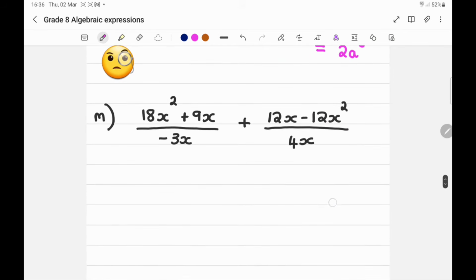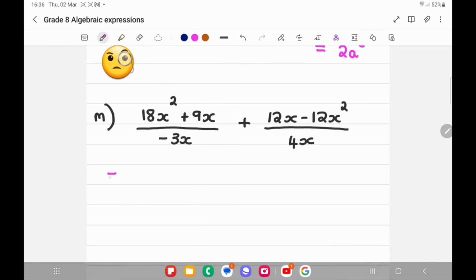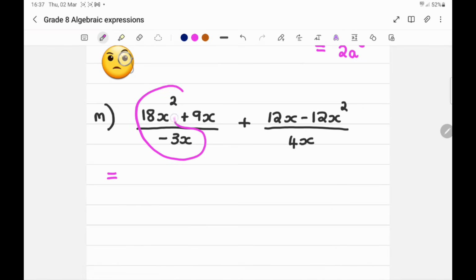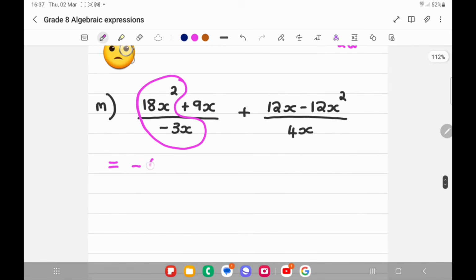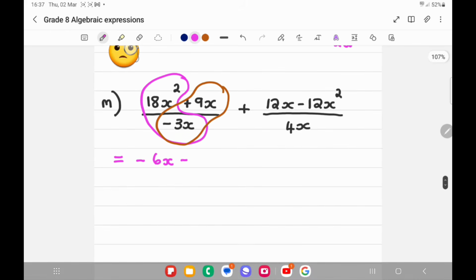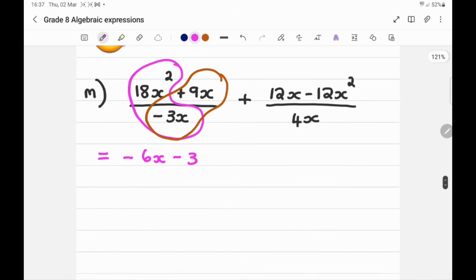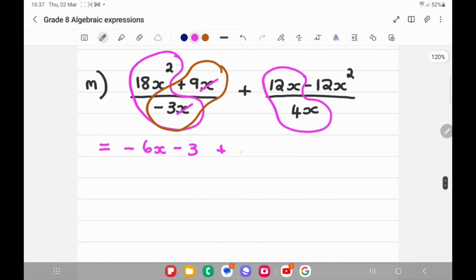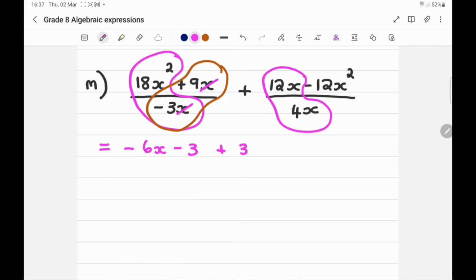Okay, let's quickly look at a little bit of a harder one where you have to do them separately. So I'm going to do this first. A positive 18 divided by a negative 3 is a negative 6x. Then if I take the next two and divide them out, a positive divided by a negative is a negative. 9 divided by 3 is 3. And the x and the x cancels out. Plus, if you had to do this one first, 12x divided by 4x gives you 3. 12 divided by 4 is 3. X divided by x cancels out, which is 1. 1 times 3 is just 3.